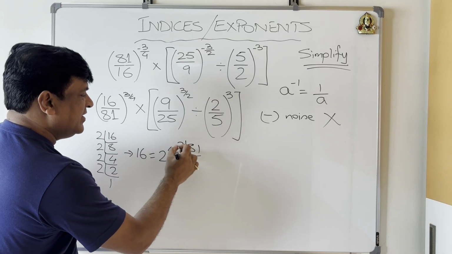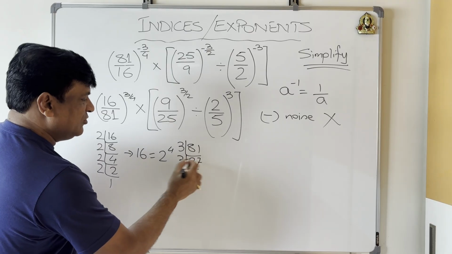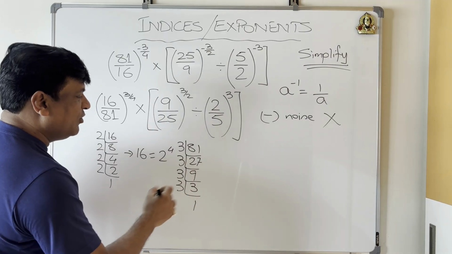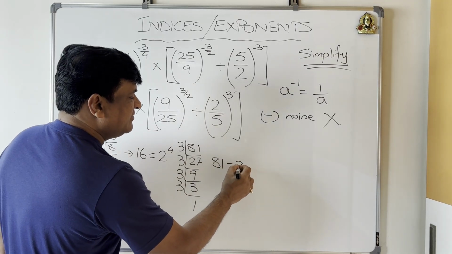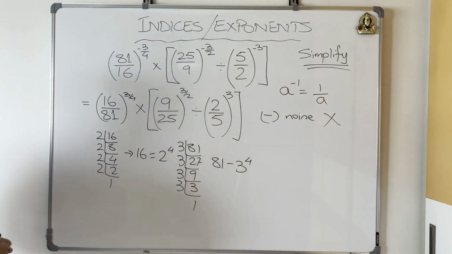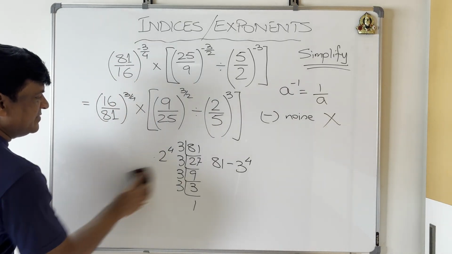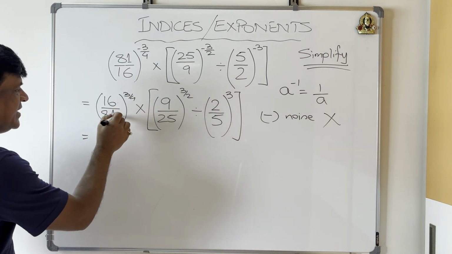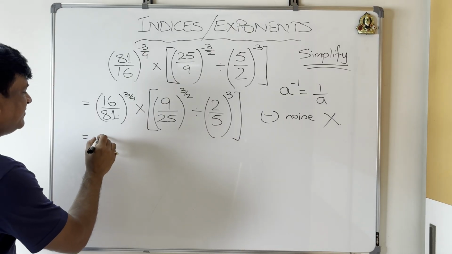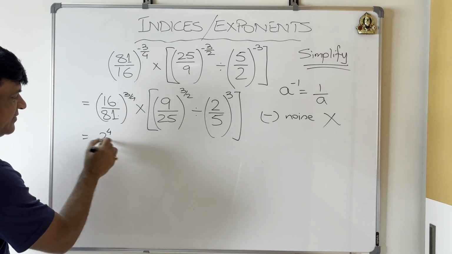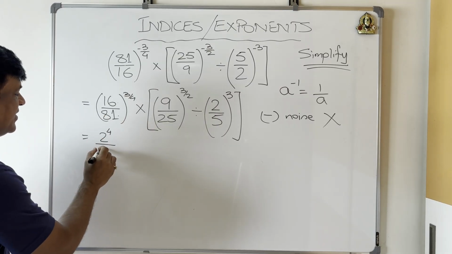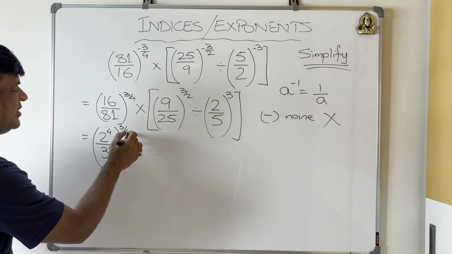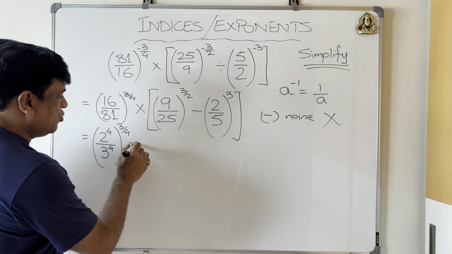Okay, I got it. Similarly, 81. What can I do with 81? 81 is 3 27s. 3 to the power: 3 nines are 27, 3 threes are 9, 3 ones are 3. So what do you get? 81 is nothing but 3 to the power 4. Can I go ahead and replace those? Let's do that. So now this 16 by 81, I'm going to write it as 2 to the power 4 over 3 to the power 4, whole to the power, outside you have a 3 into 4. Leave it like that.